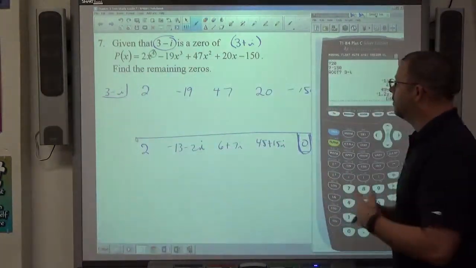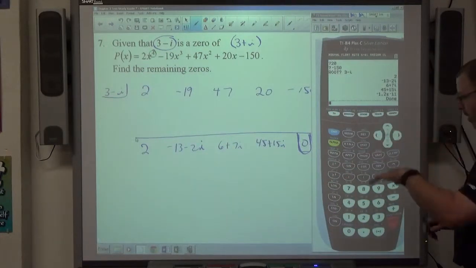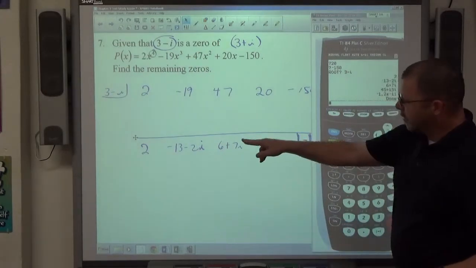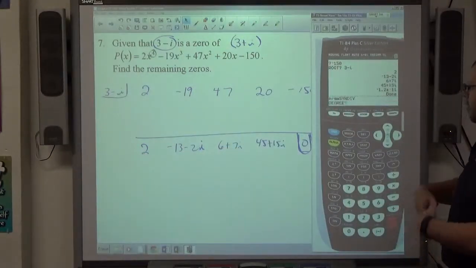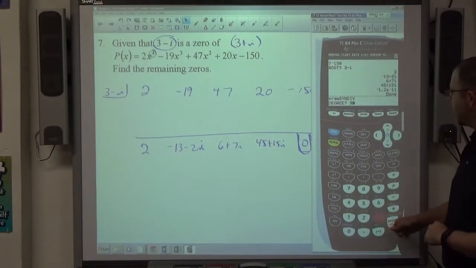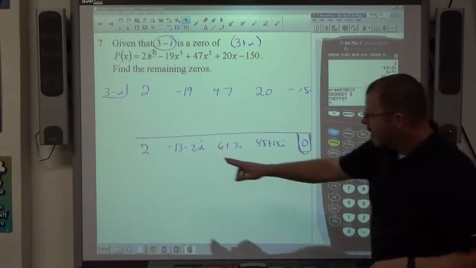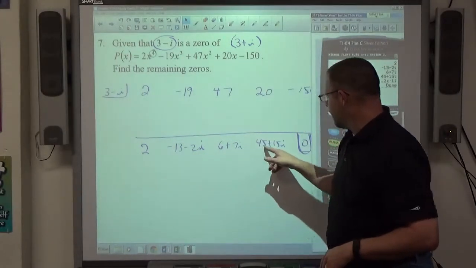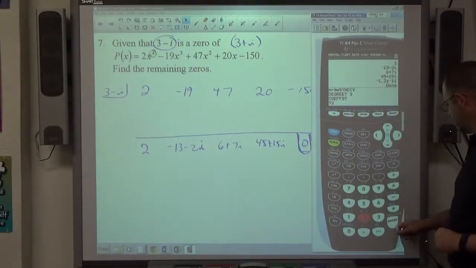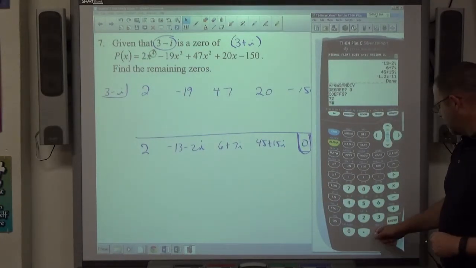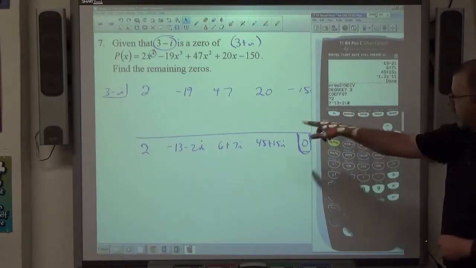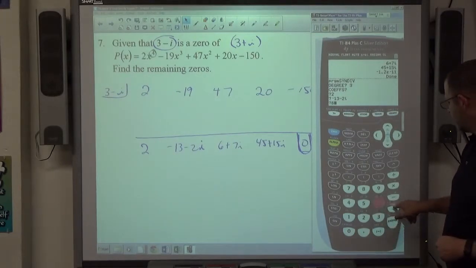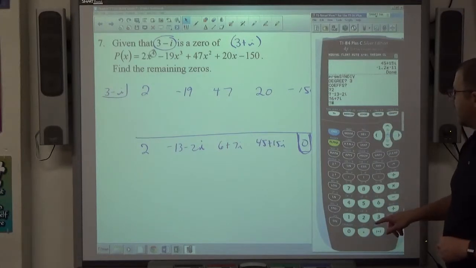Now you can opt to do the synthetic division on your calculator. Again, at this point, if you do, this is going to be a degree 4 up here, so the next one down is a degree 3. So if I hit enter, it brings me right back to the synthetic division program. Degree is 3 now. Now my coefficients are this one, this one, this one, and this one. So I type in 2, negative 13 minus 2i. Be very cautious before you hit enter that you verify that you have it typed in correctly. 6 plus 7i, and then 45 plus 15i.